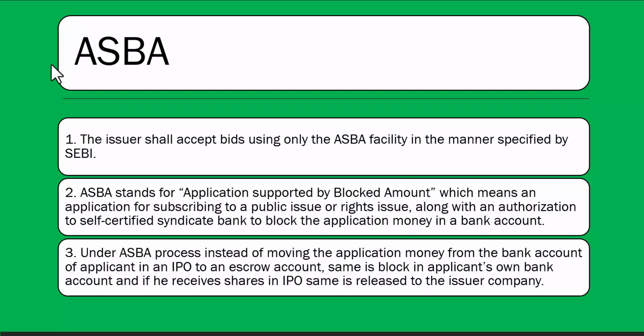Under the ASBA process, instead of moving the application money from the bank account of the applicant in an IPO to an escrow account, the same is blocked in the applicant's own bank account, and if he receives shares in the IPO, the same is released to the issuer company.